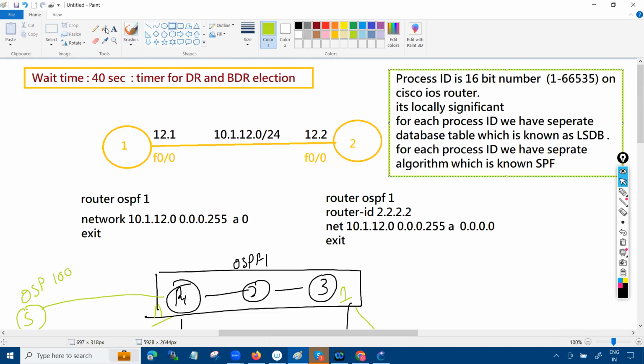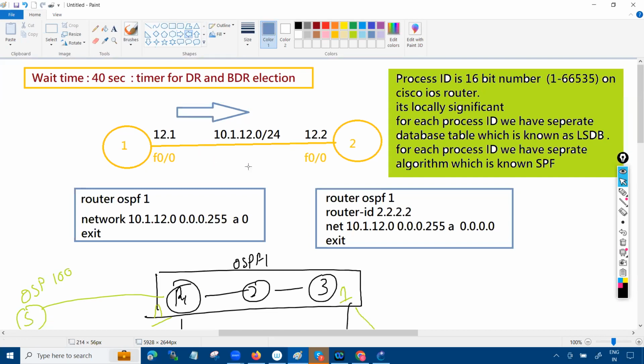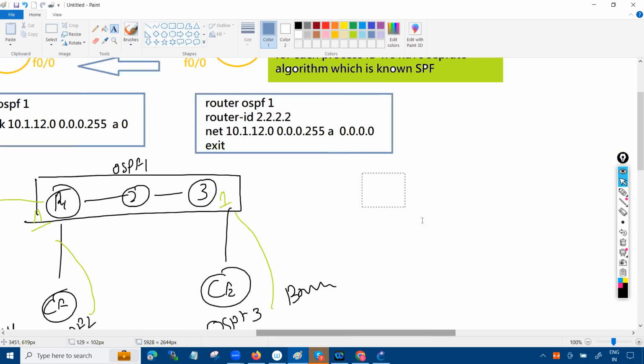And what I told you, if you remember, once you configure the OSPF protocol on router number 1 and router number 2, both routers are going to exchange hello packets. If the hello packets match and the neighborship criteria are matched, then they will form the neighborship. So can anyone tell me the neighborship criteria we have?